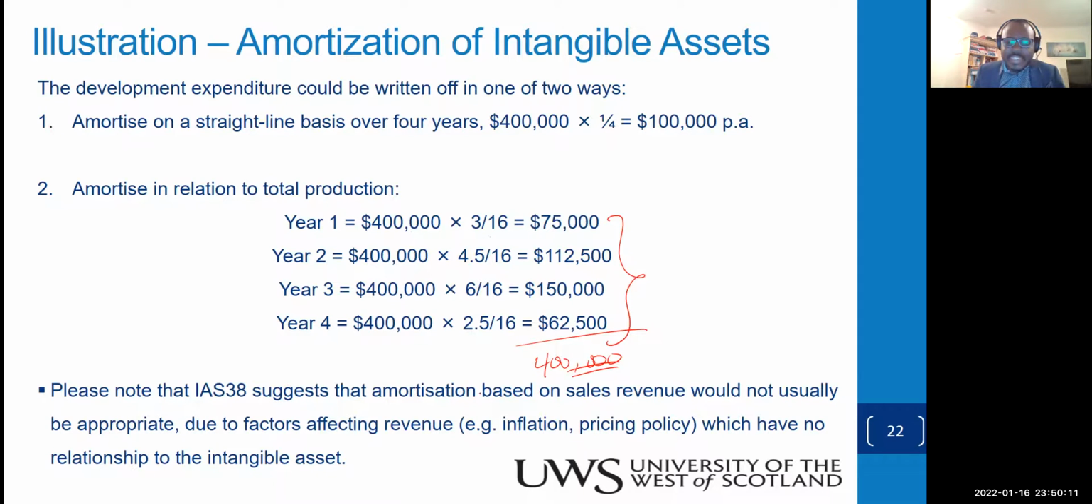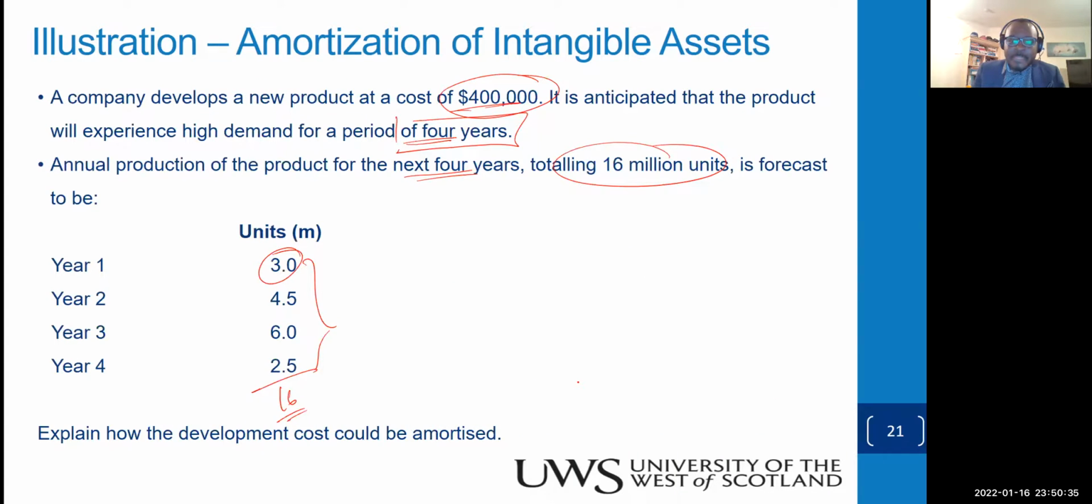So IAS 38 suggests that amortization based on sales revenue, that's very important, I want you to look at it, should not usually be appropriate because the factors that affect sales are different from what affects the assets. So you're talking of inflation, pricing policy, discounting. Those deal with the sales, but not production. So assuming this has to do with sales and not production units, then we cannot use it. We always want to be sure it is based on production units, not the sales. All right, take note of this.